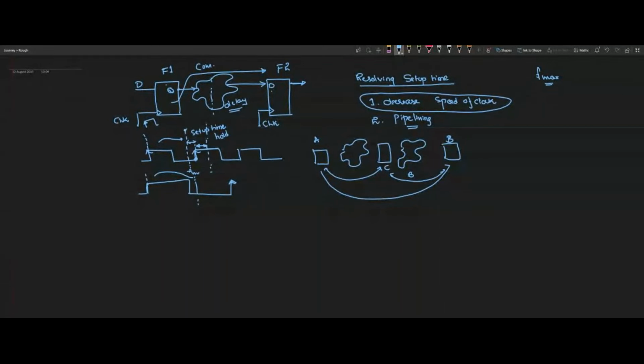Yes, sir. So how do we resolve the hold violation? For hold violation, I have to hold the data for a longer time. I have to stretch the data pulse, so that my hold violation will not be there.